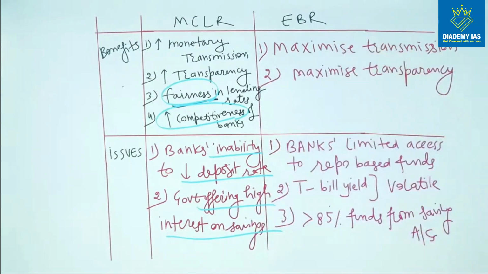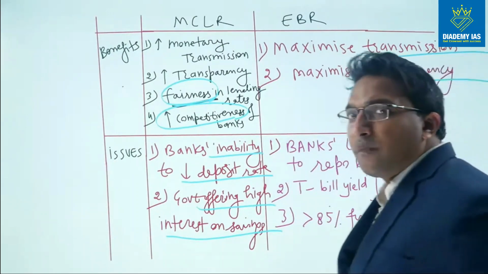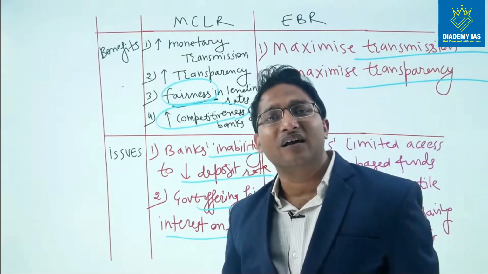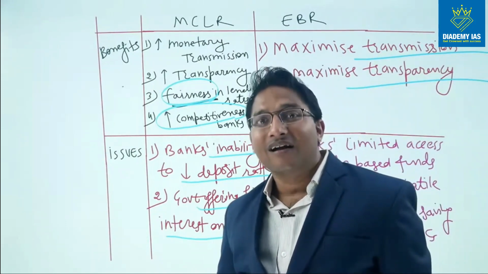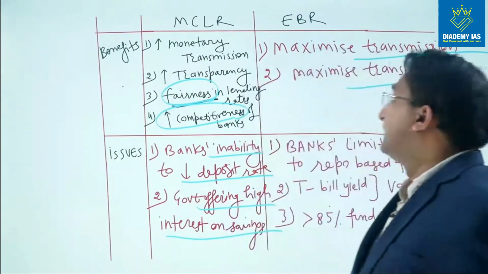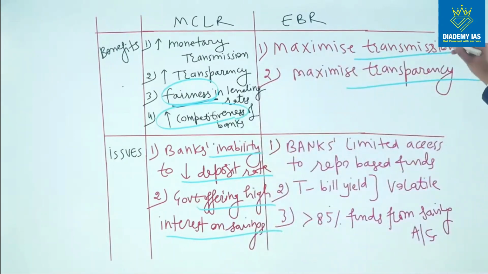What are the benefits of the EBR, external benchmark based lending rate? First, it maximizes the transmission, it maximizes the transparency. So when repo rate or any other policy rate is directly linked to the lending rate, then the customer can see the direct impact upon the change in the policy rate. So there is a transmission and transparency both. But there is a problem.